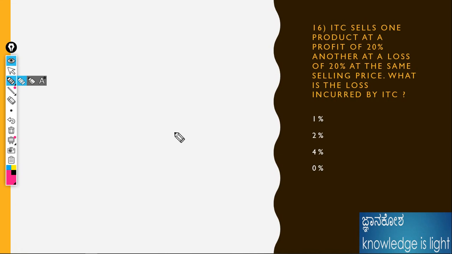In many problems, please use the option method if fractions are coming. Definitely you will get the answer if you are fast in maths.